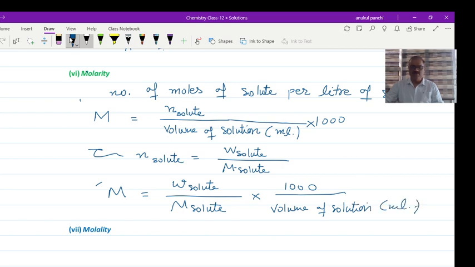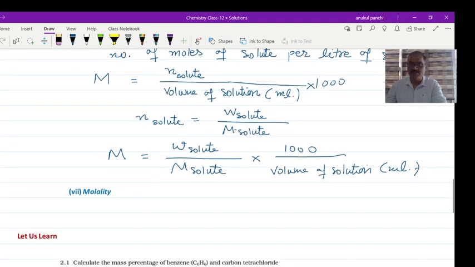Okay, and if the volume is already in liters, then you have no need to multiply with 1000. That is common sense, just simple. So by using this formula, you can find the molarity of any solution. Very simple. In your 11th class also you have done some numericals based upon this formula.